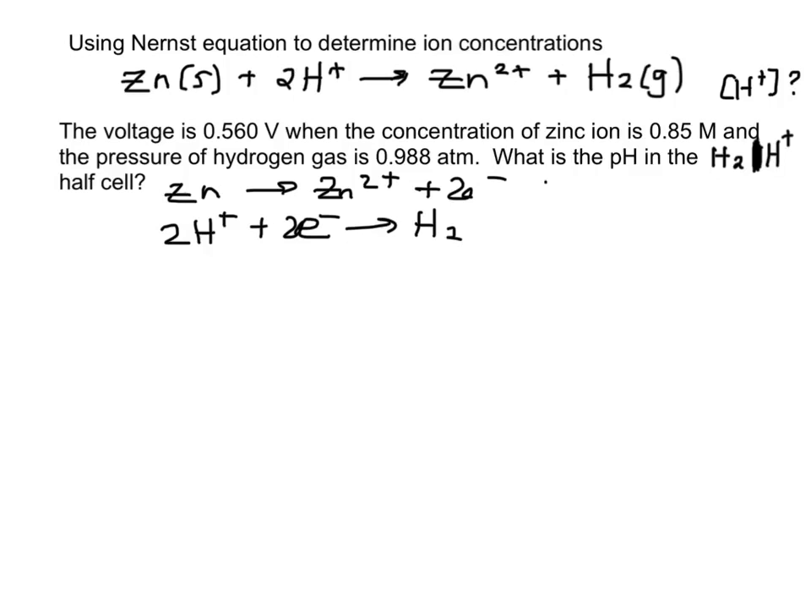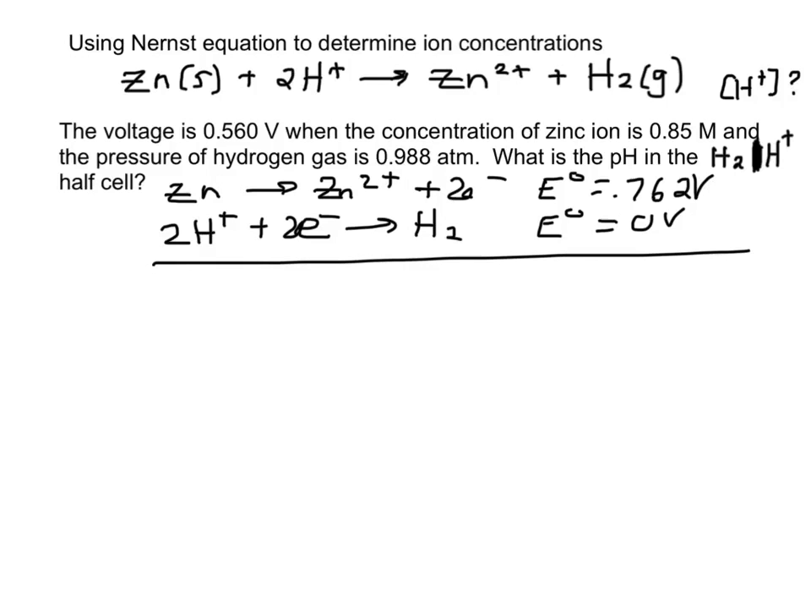Okay, and E0 for the zinc one is 0.762 volts. You may or may not remember this one is 0 volts. That's the one they're all kind of based on. So the overall reaction has a standard voltage of 0.762 volts. So if we look at our Nernst equation now, E is E0 minus 0.0257. Okay, it didn't specifically say, but we're going to go ahead and assume we're at 25 degrees Celsius.